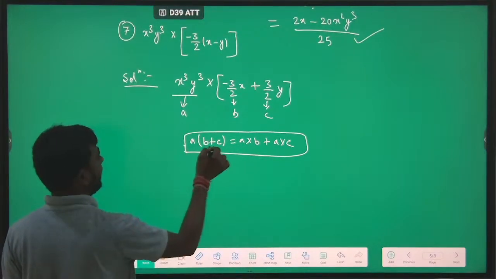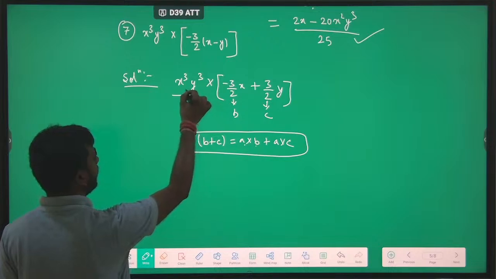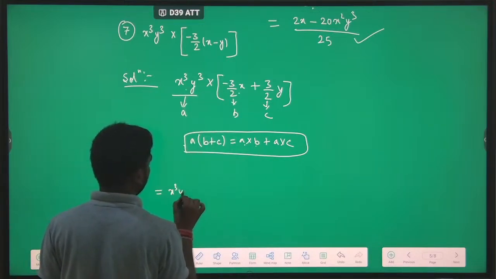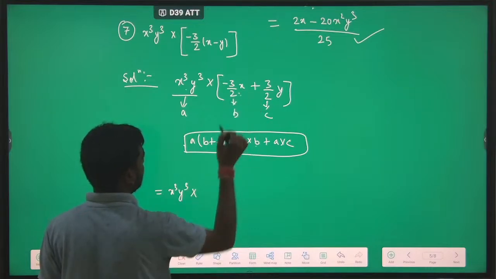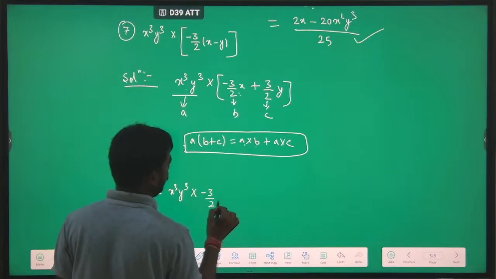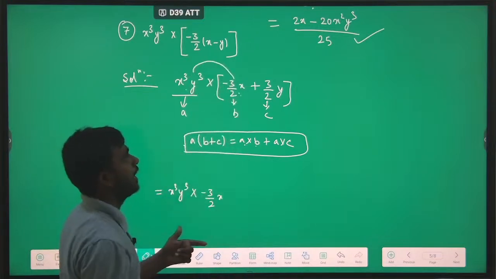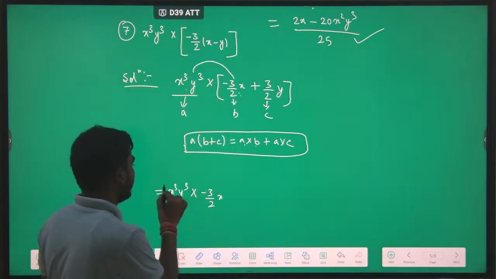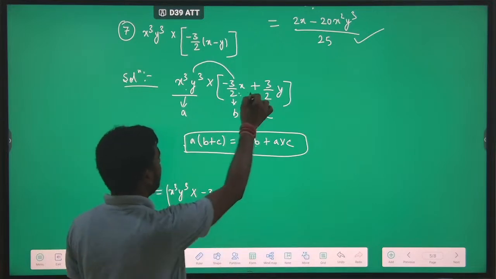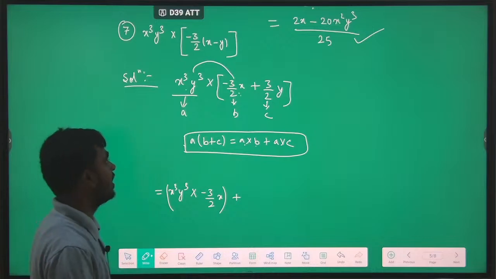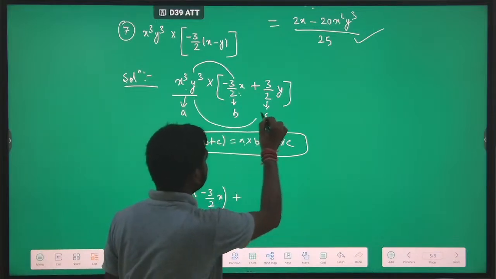We will get A into B. A into B is what? x cube y cube multiplied with B, which is minus 3 by 2x. So first of all, we have to multiply these two terms. After this, we will take the addition operator, and after that, we will multiply this with this.